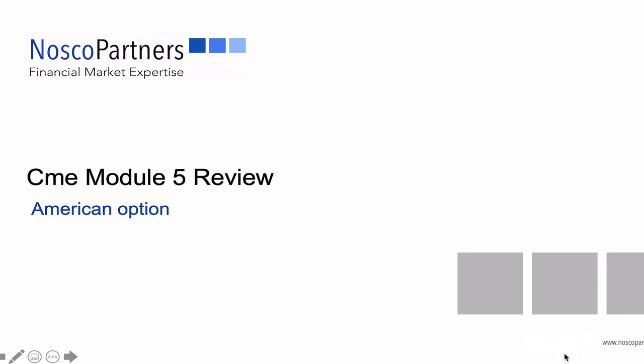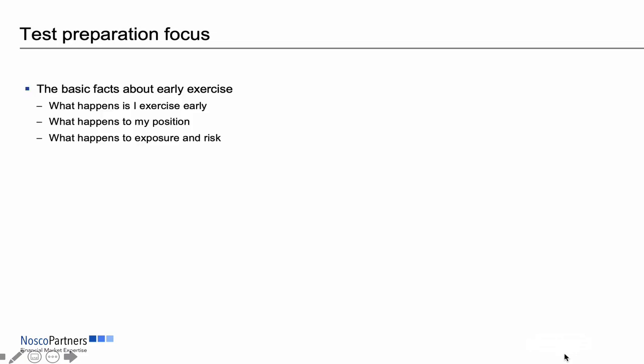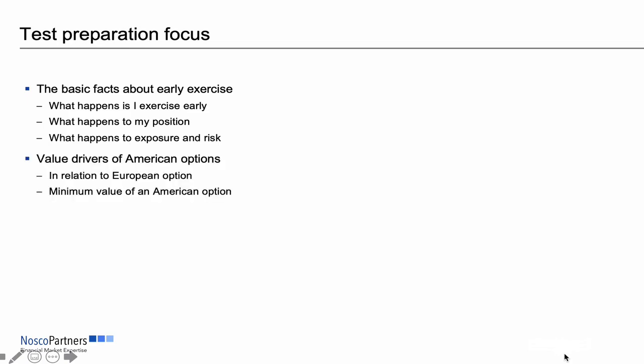Module 5 was about American options. On the test, we'll focus on the following parts. First, the very basics. You need to understand the basic facts about American options. What is an American option? What happens if I early exercise? And what are the implications of that?